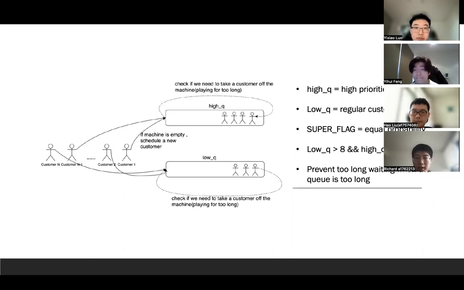Additionally, we add an equal probability mechanism for the super flag, and also add a self-defined mechanism: when the low queue is greater than 8 and the high queue is greater than 10, the program will check if there is any customer in the queue who has never played on the machine. If there is, they will obtain a priority execution in their queue. This mechanism is to prevent customers from waiting too long when the queue is too long. At the end, the program will check if there is anyone still waiting in their queue respectively. So that's it.